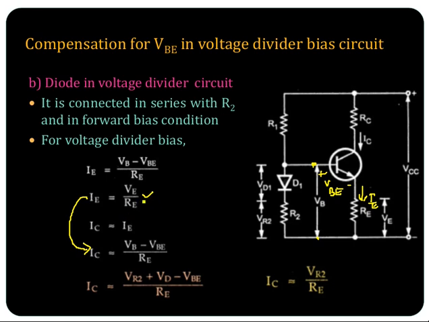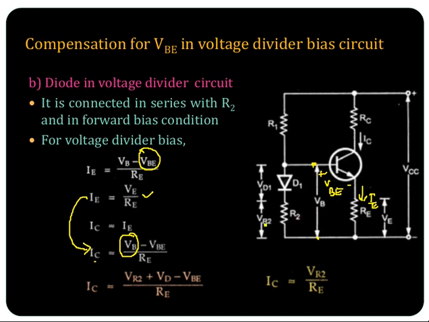Sorry, I just made a mistake here. You note it here. You are not neglecting VBE here because we are doing the compensation for VBE only. So this is the expression IE equal to VE by RE, the drop across this emitter resistance. And since IC is approximately equal to IE, you can write IC is approximately equal to VB minus VBE by RE.